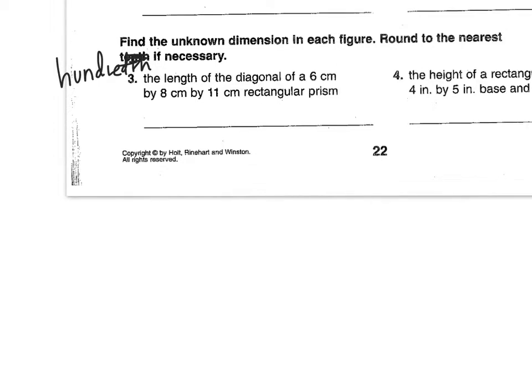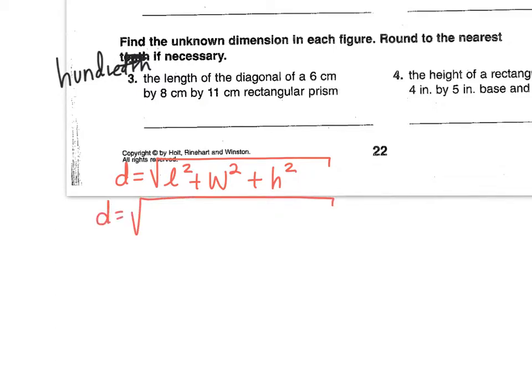So in problem number 3, it says find the length of the diagonal. So we're looking for the length of the diagonal. And if you recall, the formula was distance equals the square root of L squared plus W squared plus H squared. So if you're looking for the distance of the diagonal, all we have to do is put in all the dimensions. They're giving us a 6 by 8 by 11. So it's three-dimensional, it's a polyhedron. What we're looking for is the diagonal length, from one corner to the other, kind of like the opposite corners.